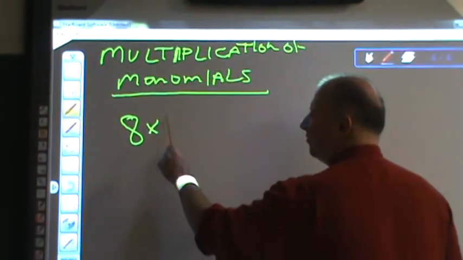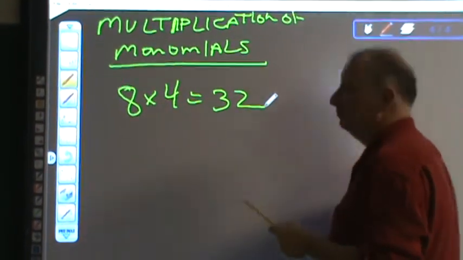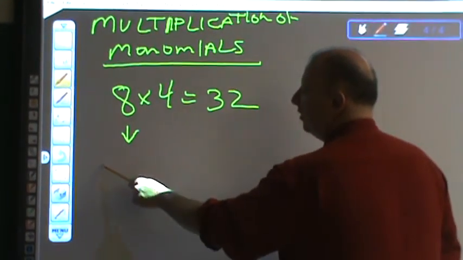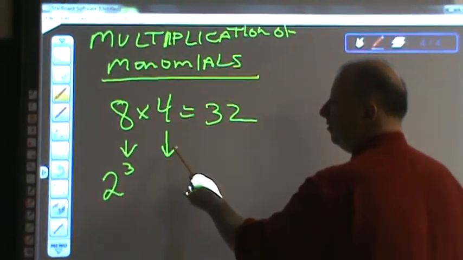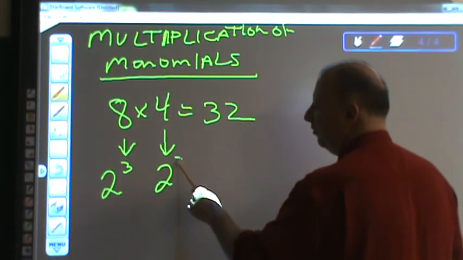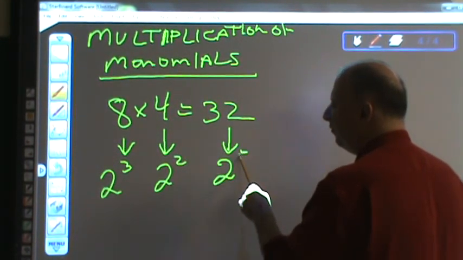What is 8 times 4? 32. No problem. Can I look at 8 as being 2 to the 3rd power? And I can look at 4 being 2 to the 2nd power. And I know 32 is 2 to the 5th power.